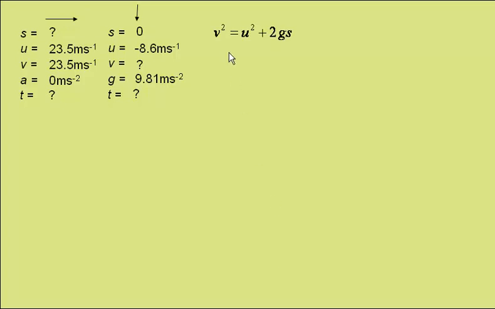First I'm going to use v squared equals u squared plus 2as to find my vertical final velocity. Putting in the numbers, this is minus 8.6 squared plus 2 times 9.81 times 0, the 0 meaning this whole thing disappears, meaning that v squared is equal to minus 8.6 squared, or v is just equal to 8.6 meters per second.